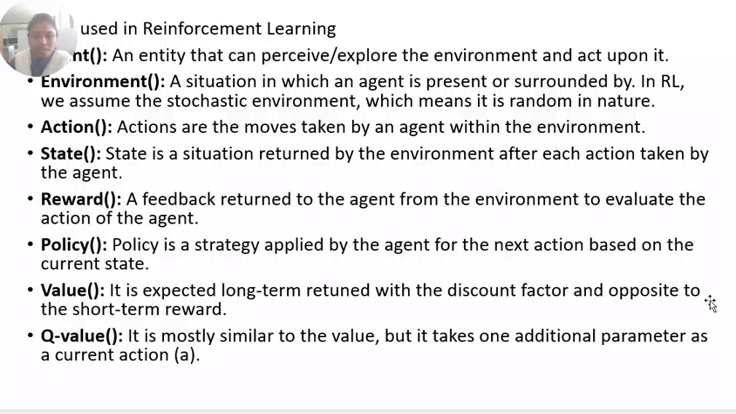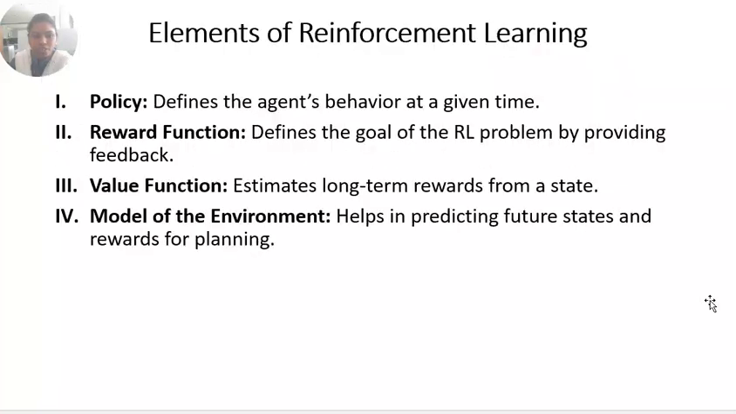Next is the policy. It is the strategy or the approach applied by the agent for the next action based on the current state. Next one is the value. It is the expected long term return with the discount factor, which is the opposite of the short term reward. Next is the Q value. It is mostly similar to the value, but it takes one additional parameter, the current action.